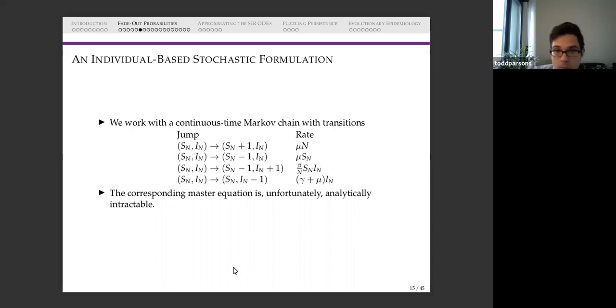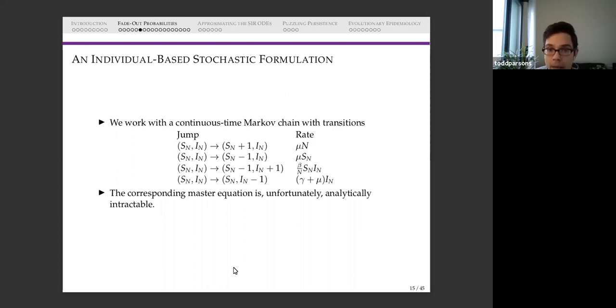And while I'm looking at those rates again, what we call the transmission term there is called a mass action term. What I'm assuming is a very, very simple model of transmission, which is that individuals make contacts at random, uniformly, with every other individual in the population. They do that at a constant rate.